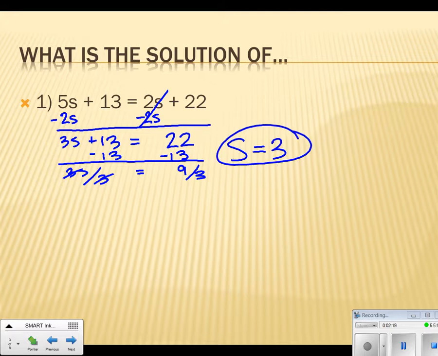Check my work. 5 times 3 plus 13 is the same as 2 times 3 plus 22. And it works. It's the same on both sides, so that's the correct solution.